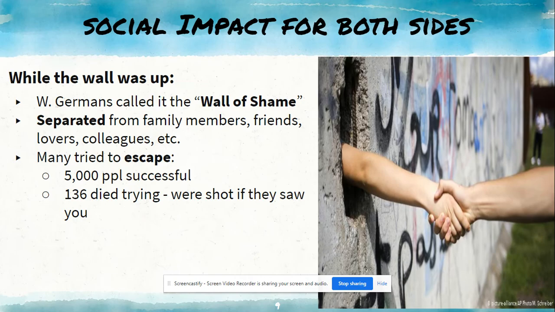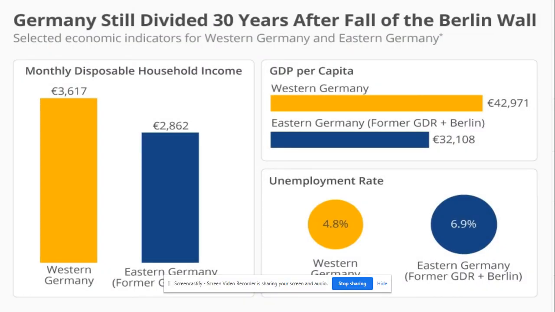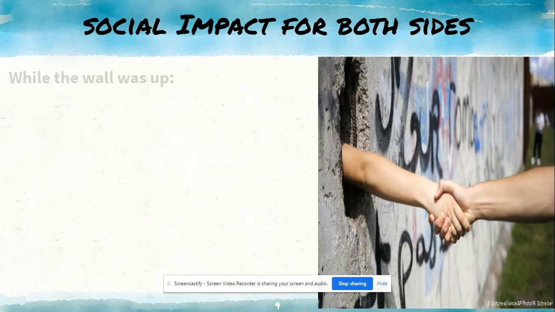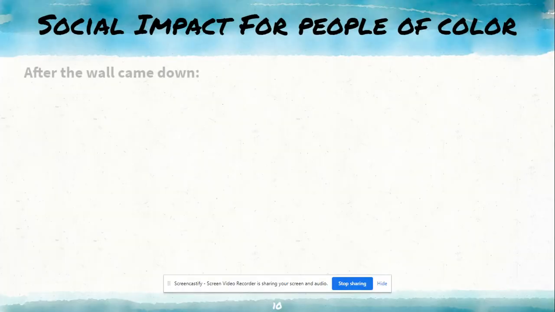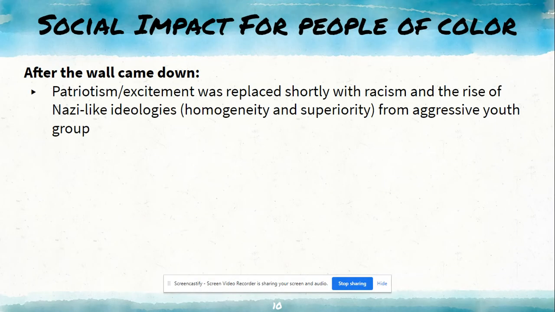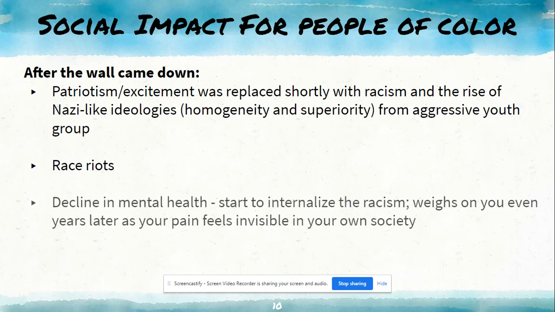And we saw some of these problems. I'm just going to go over this quickly, right? You see these problems here with the economic problems 30 years later. So there's a lot of groups. They create the sense of nationalism and then they blame others for their problems. So there are race riots that take place. There's a decline in mental health. People of color, Jewish people, people who are seen as, quote, foreigners or not from Germany, start to internalize that racism, right?